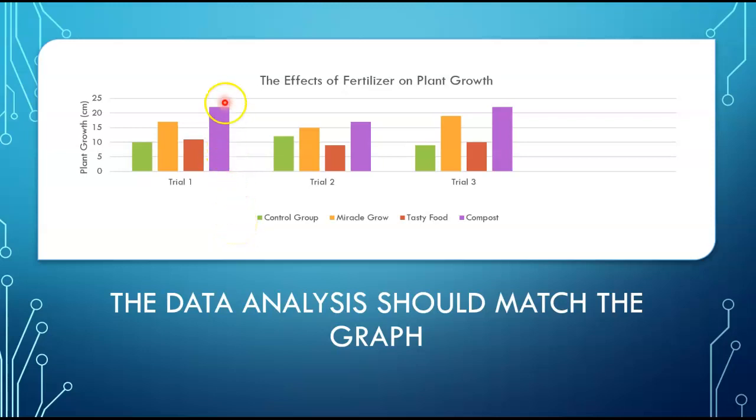It shows that the compost fertilized plants had a much bigger growth than the control. It shows that the tasty food grown plants had a similar growth to the control group.